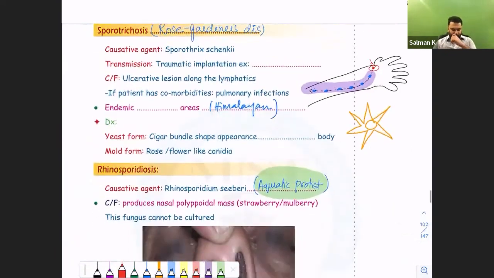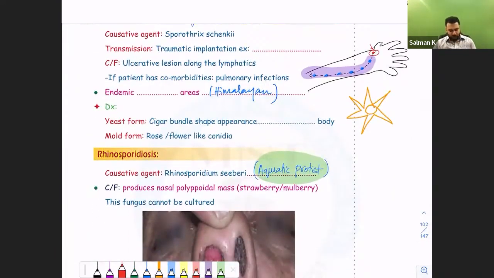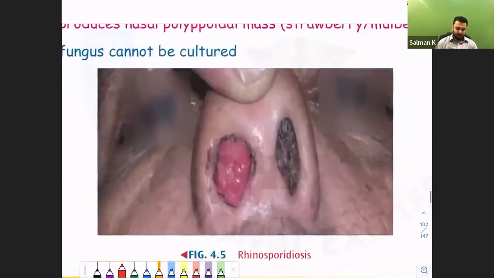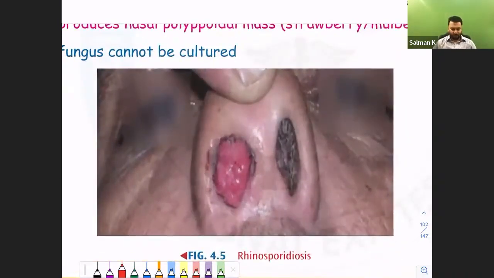Okay. Next, moving on to rhinosporidiosis, one word, it is going to produce what? This thing you're looking at, a strawberry or mulberry-like polypoidal mass. Okay, that's about rhinosporidiosis.